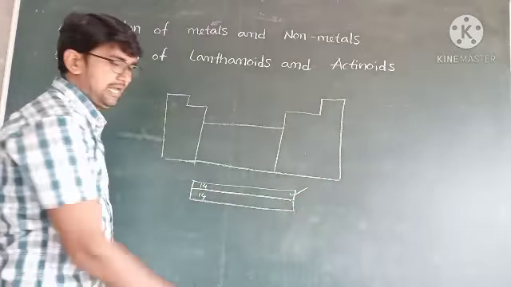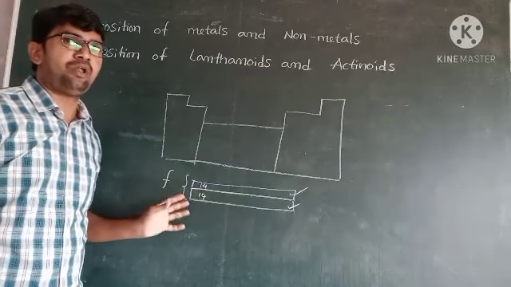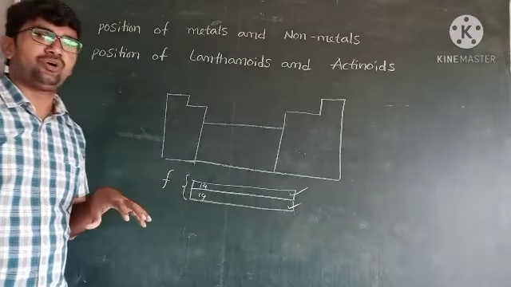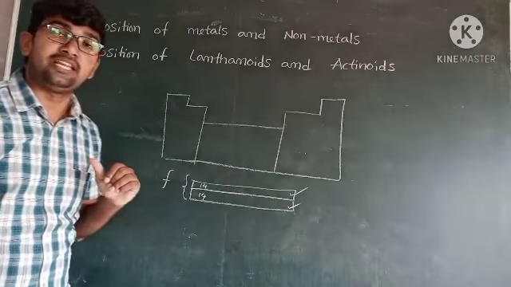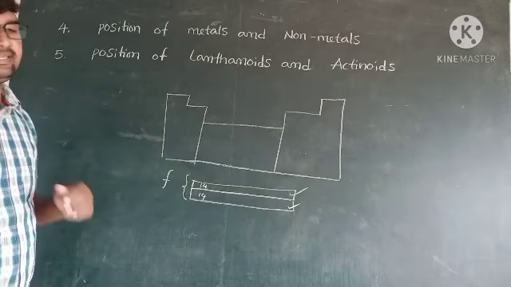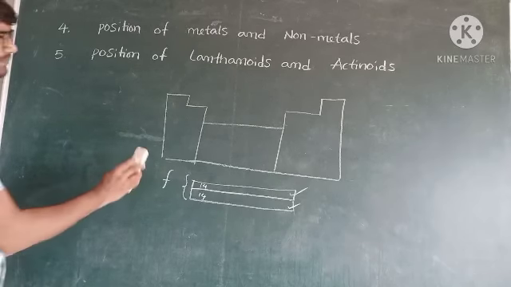But in the Mendeleev periodic table, there is no position for lanthanoids and actinoids. These elements belong to the F block only. Only F block elements are present here. So Mendeleev did not give any position to the lanthanoids and actinoids. Okay? Next one.